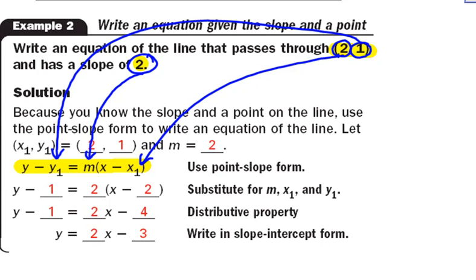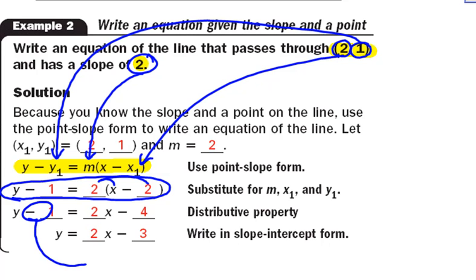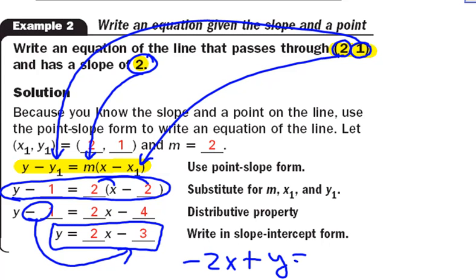So with everything plugged in, now it's just a matter of simplifying. Notice I use the distributive property here. Don't forget these things. And I distribute, and I add the 1 to both sides, and that goes from negative 4 to 3. And there's my equation for a line. If I wanted this in general linear form, all I'd have to do is subtract 2x from both sides. I'd get negative 2x plus y equals negative 3, and I'd be in standard or general linear form.